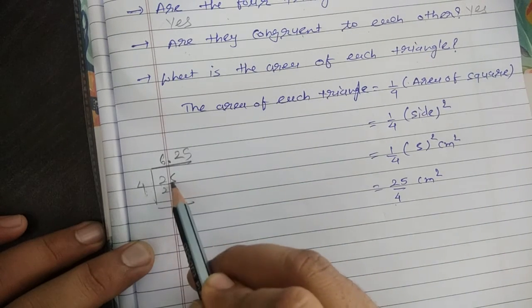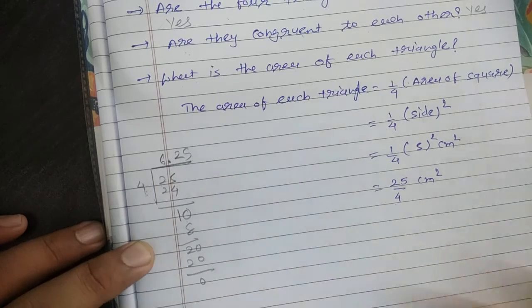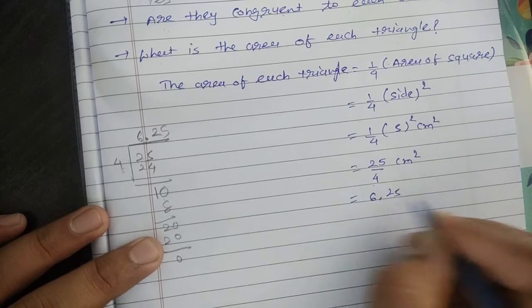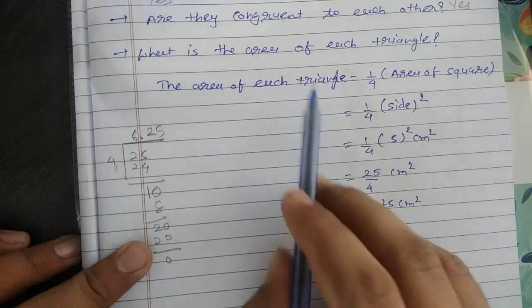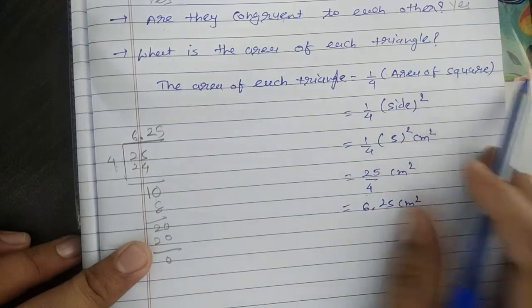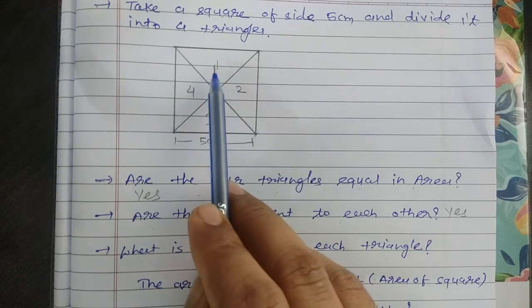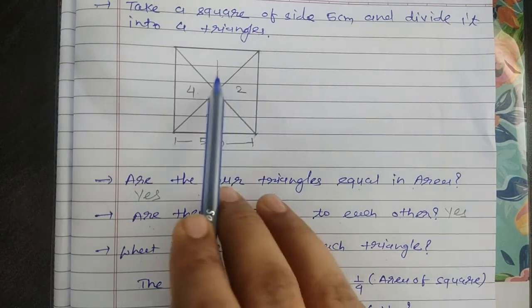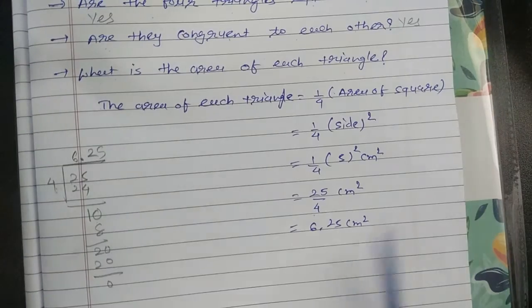So what is the answer of 25/4? It is 6.25. So that is equal to 6.25 centimeter squared. So the area of each triangle which is made from a square having a side of 5 centimeter is 6.25 centimeter squared.